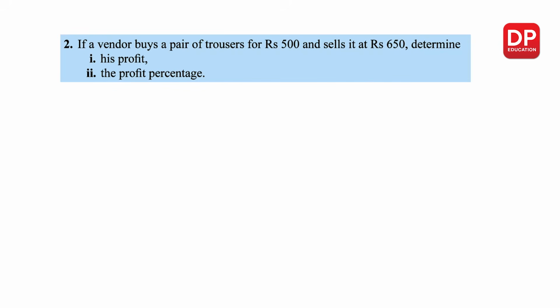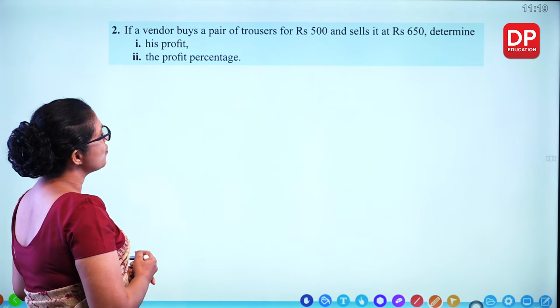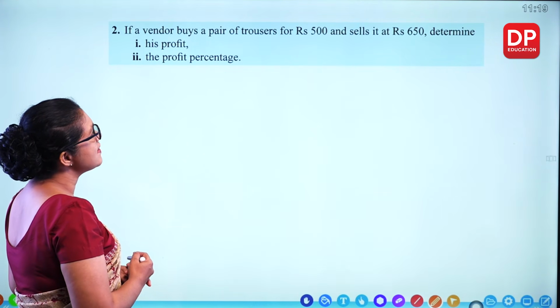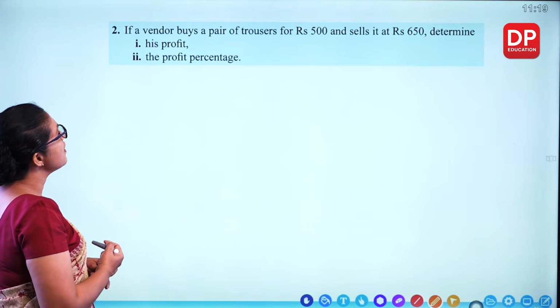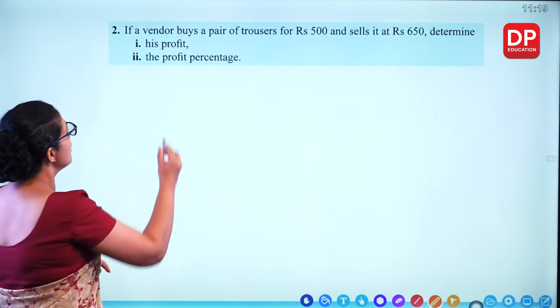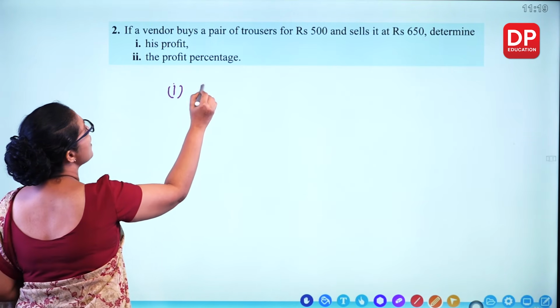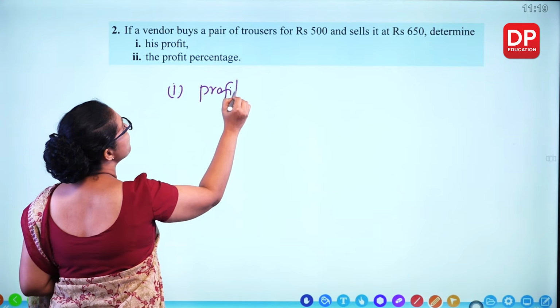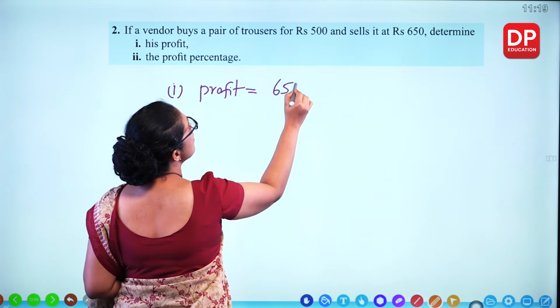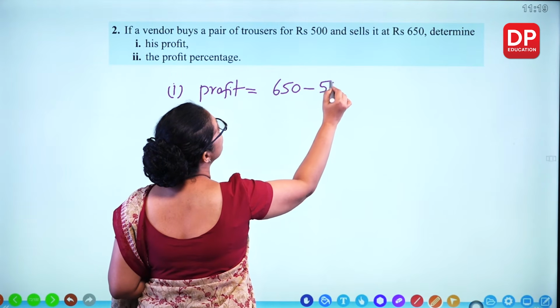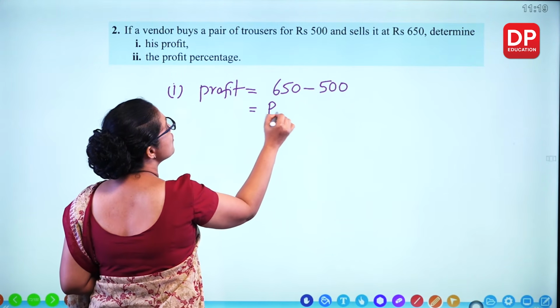Question number 2. If a vendor buys a pair of trousers for 500 rupees and sells it at 650, determine his profit and the profit percentage. So we'll do the first part. How can we calculate the profit? Profit is the difference between the selling price and the cost price. So 150 rupees.